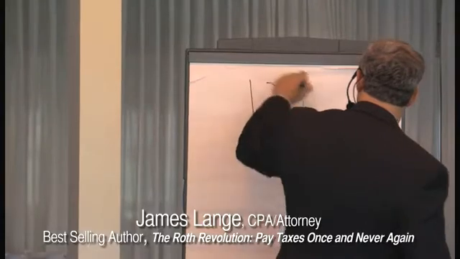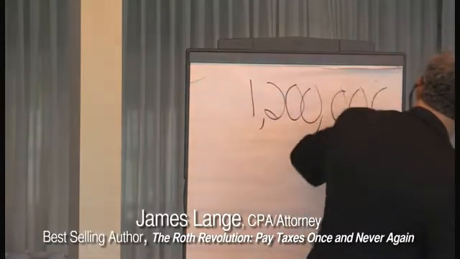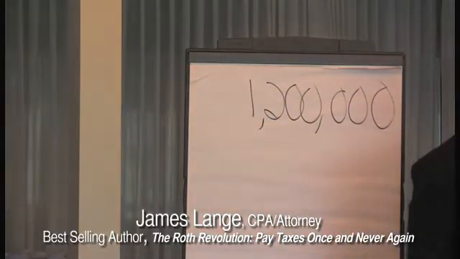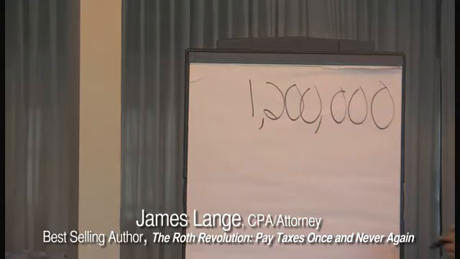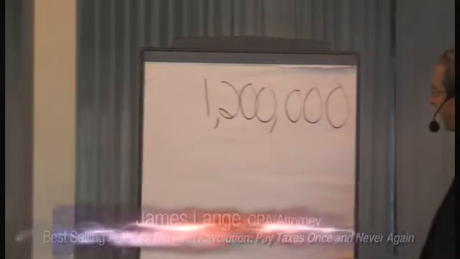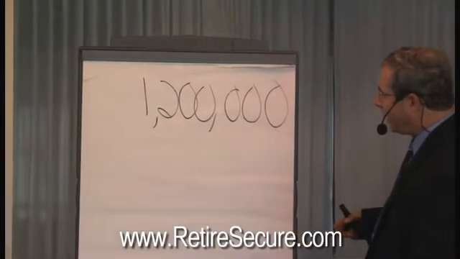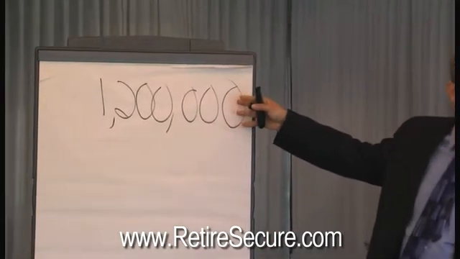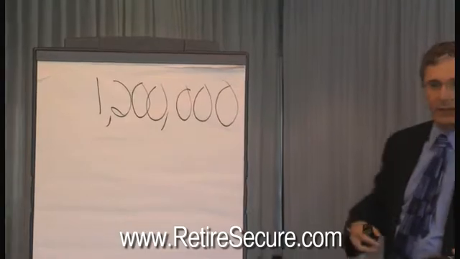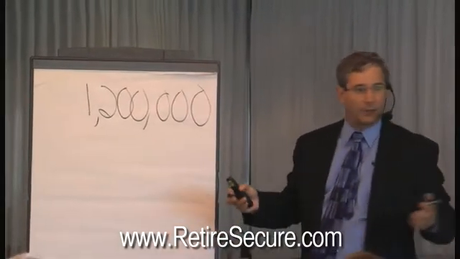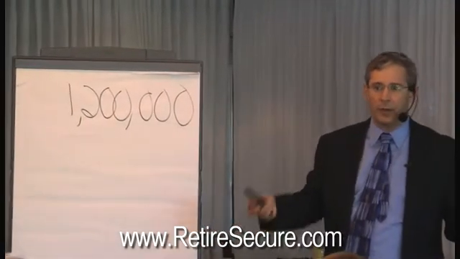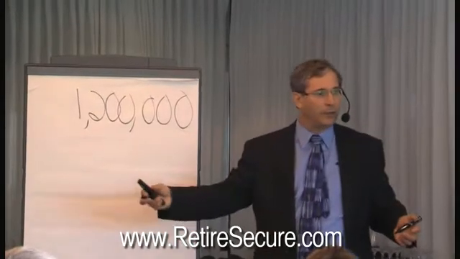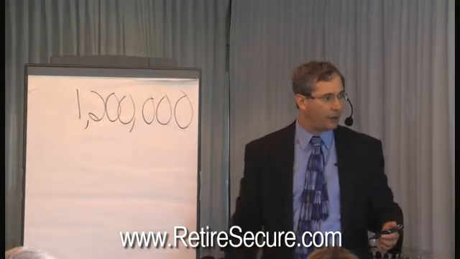So in the old days, let's say somebody would come into the law firm with a $1.2 million estate. And what they would do is they would say, okay, if we leave everything to the spouse, this is back in the days when the exemption was $600,000. If we leave everything to the spouse, what's going to happen is the spouse is going to have $1.2 million. Then when the spouse dies, there's going to be tax on $600,000.